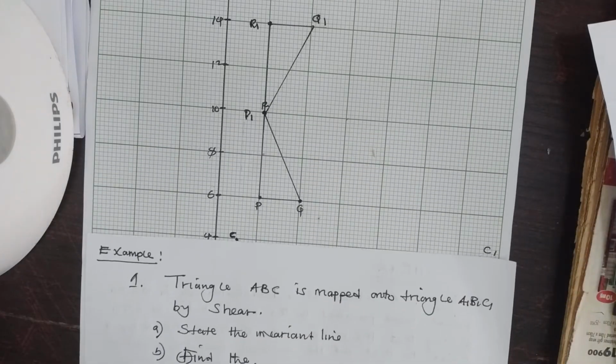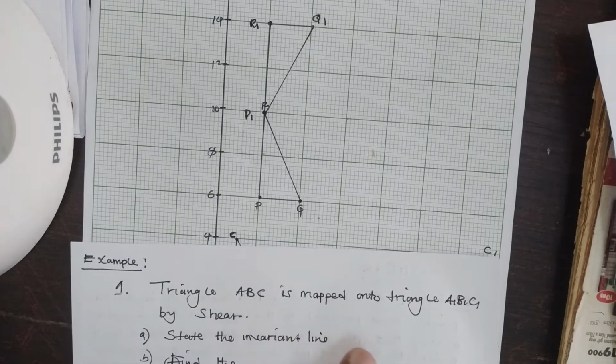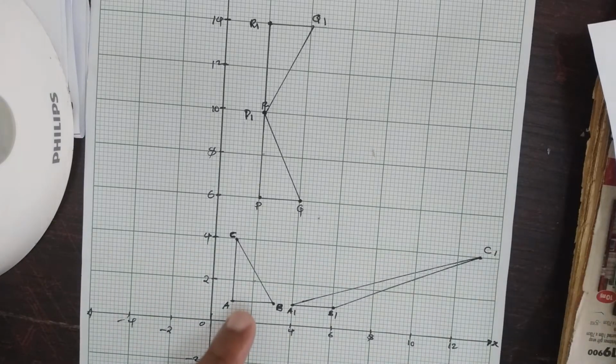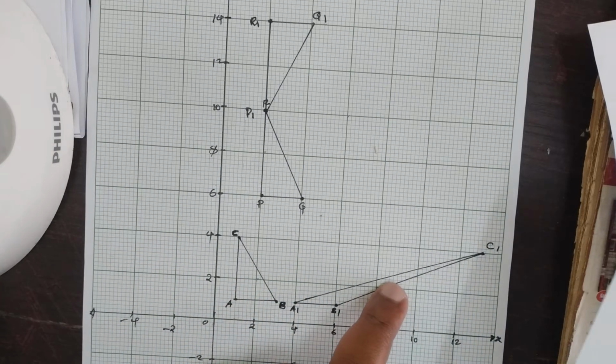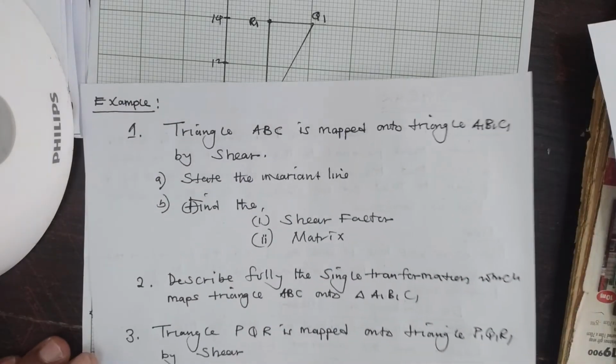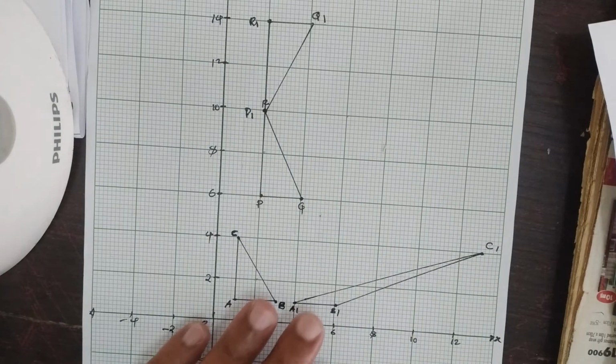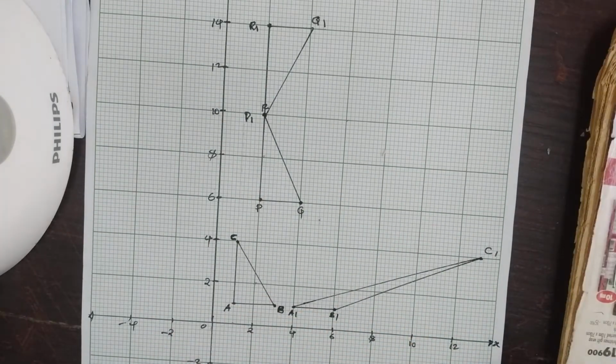Okay, so we are saying triangle ABC is mapped onto A1, B1, and C1 by a shear. So this is mapped onto this one by a shear. A, state the invariant line. So how do we get the invariant line?